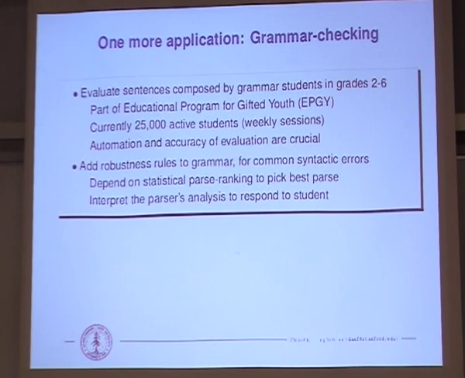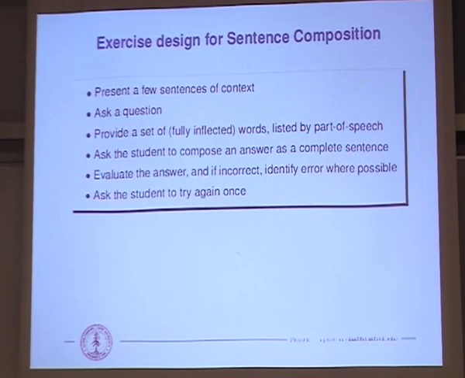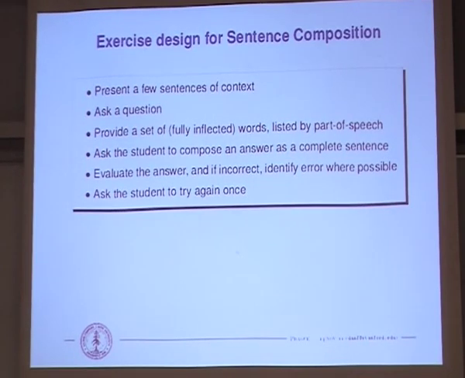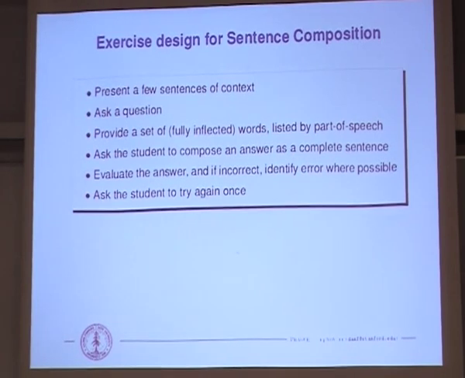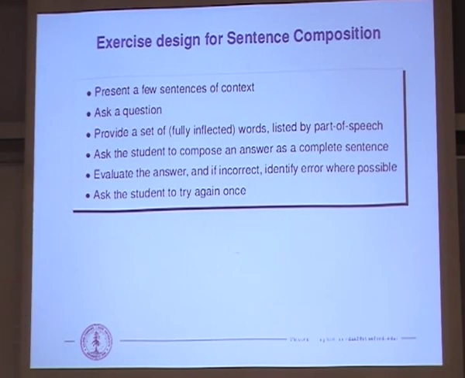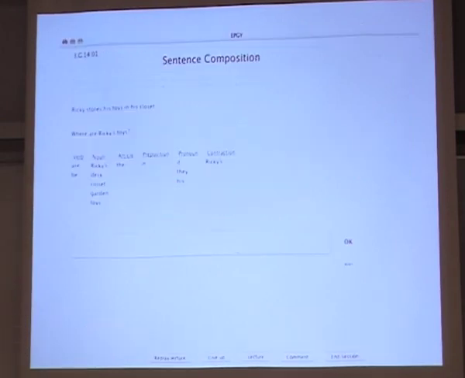And then we used those robustness rules. If we had to employ them to analyze the sentence, then we have a message to give back to the student. I'll show you an example of that in a moment. The way the software works, we present a sentence or two of context, we ask the student a question, and then give them a little vocabulary that they can use to answer the question with. We tightly control that universe so we can maintain the precision and the clarity of the responses. And they get a second try, one try extra if they don't get it right the first time around.